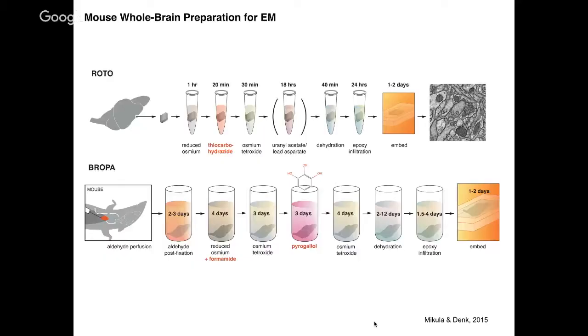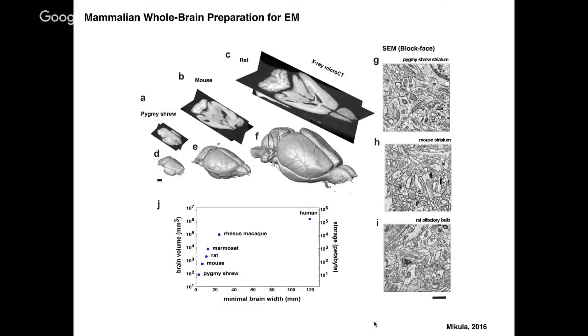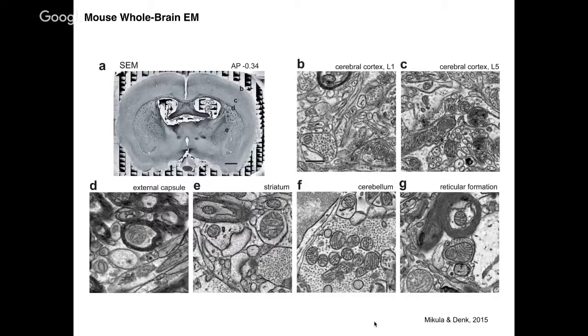And so what was interesting about BROPA is that not only did it work in the mouse brain, but it worked in a variety of small mammalian brains that I looked at. So it worked in the pygmy shrew and also up to the rat. And I didn't explore much beyond the rat, so I can't say how well it scales at this time to larger brains. And on the right-hand side, I'm just showing corresponding EM with a high membrane contrast that is typical of reduced osmium staining.